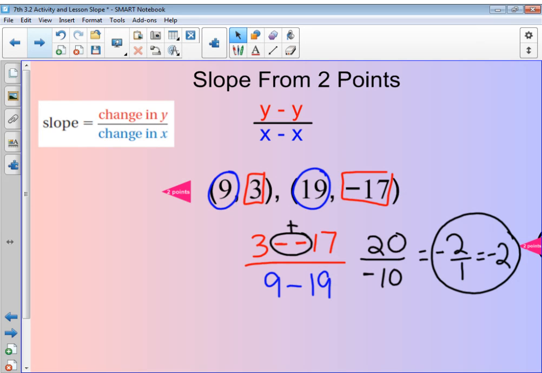So you should have ended up with -2 or -2/1. If you had 20 over -10, that's correct, but you just needed to get it reduced down. And remember that negative applies to the whole set.